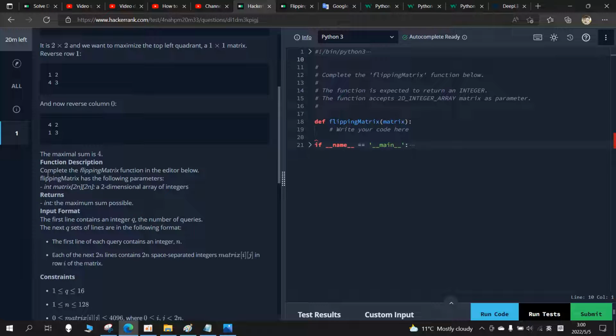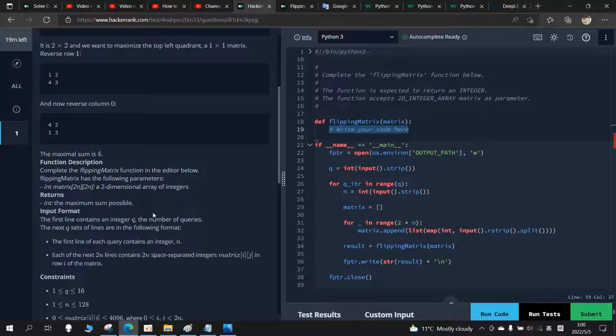And the function description: complete the flipping matrix function in the editor below. So this one is basically the one we need to complete. The input is int matrix[2n][2n], a two-dimensional array of integers. Return the maximum sum possible.